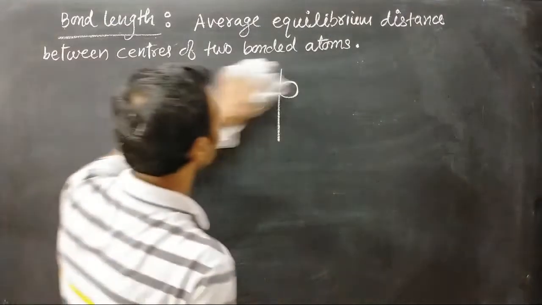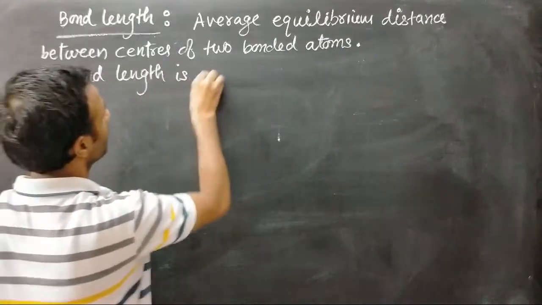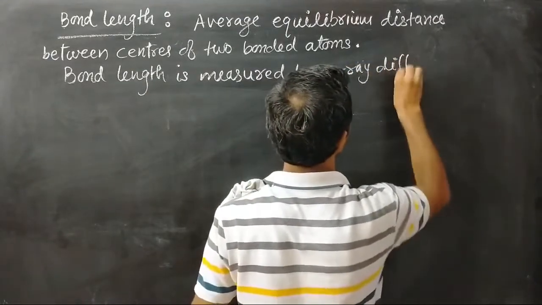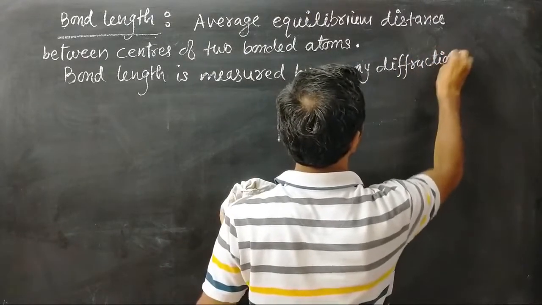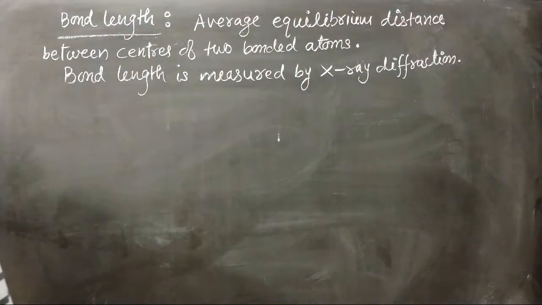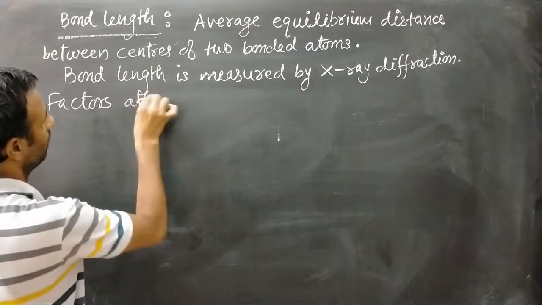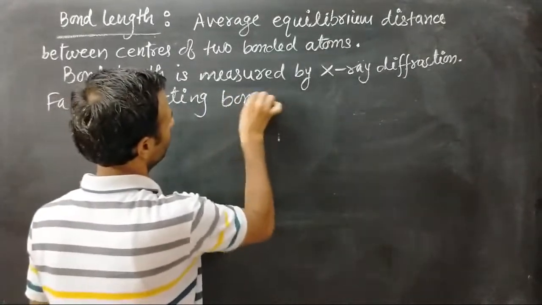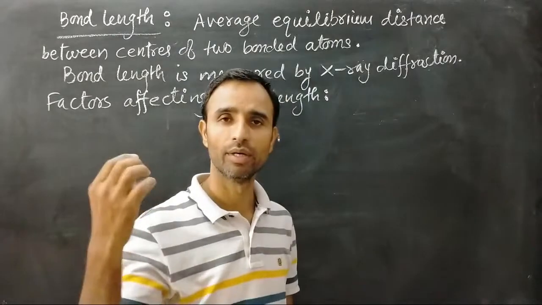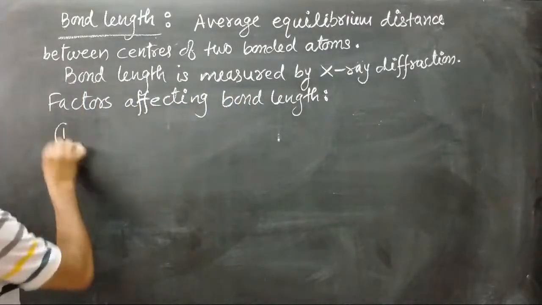And bond length is determined by X-ray diffraction. Bond length is measured by X-ray diffraction. So, factors affecting bond length. And bond length is measured in picometer, nanometer, centimeter, angstrom. Okay? So factors affecting bond length.